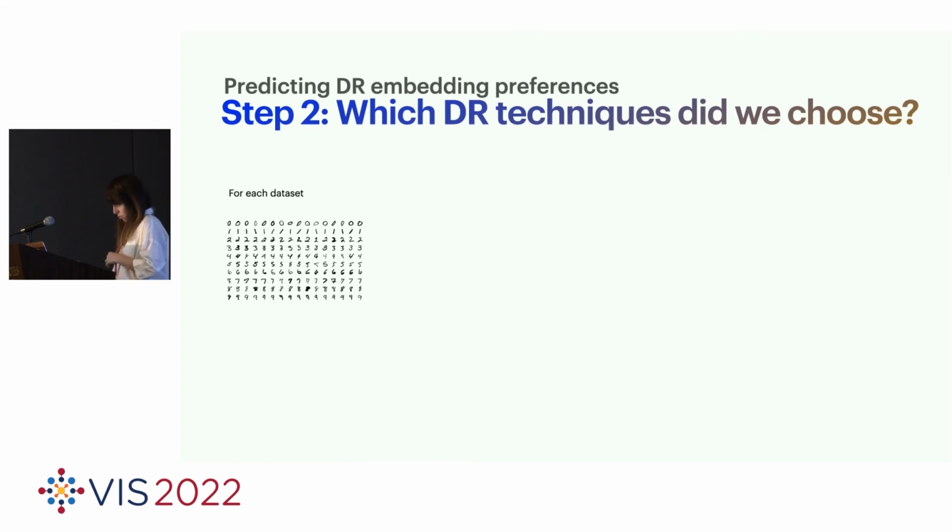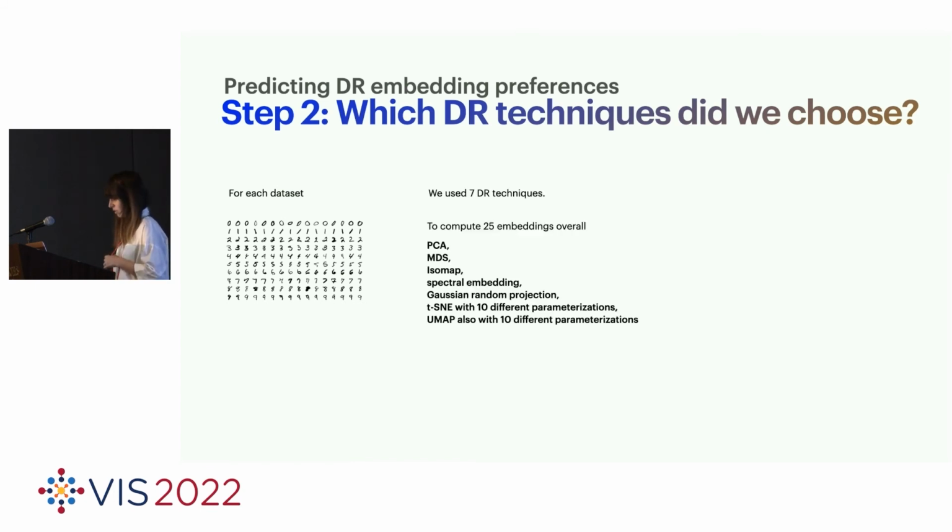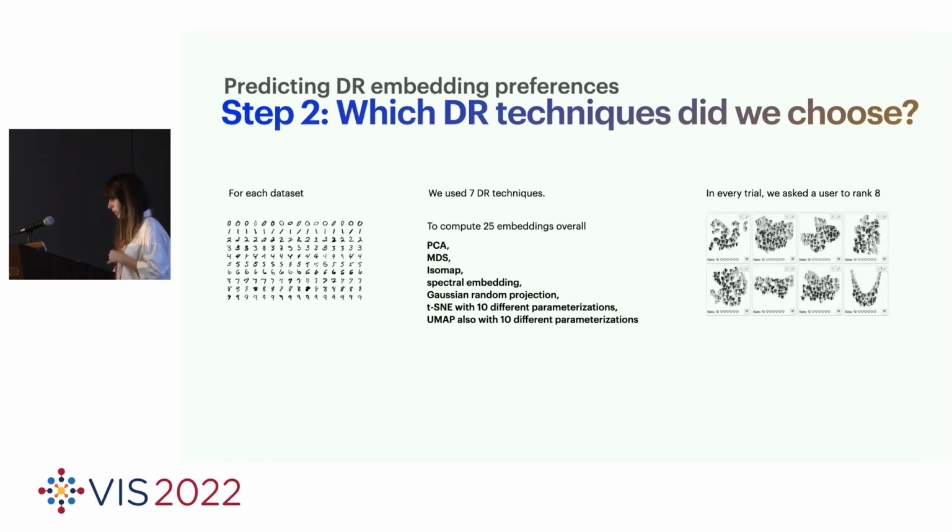So before we dive more into that, the dimension reduction techniques we chose were what's popular in literature these days, and parameterizations of them. And then we generated about 25 embeddings for each data set, and each user had to score 8 of them.